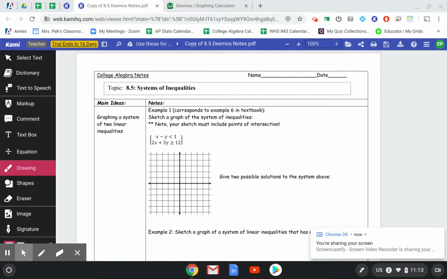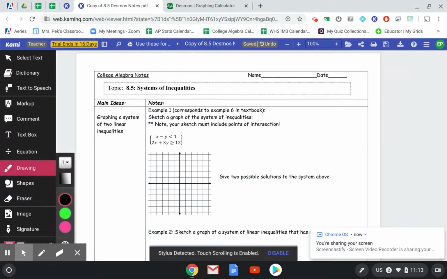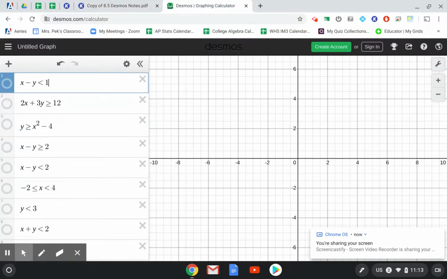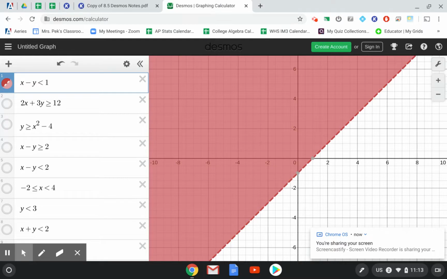All right, so example 1, which corresponds to example 6 in your textbook, is a linear system of inequalities. So we're going to type them into Desmos. I've pre-typed them here to save us some time. So x minus y is less than 1 looks like this.